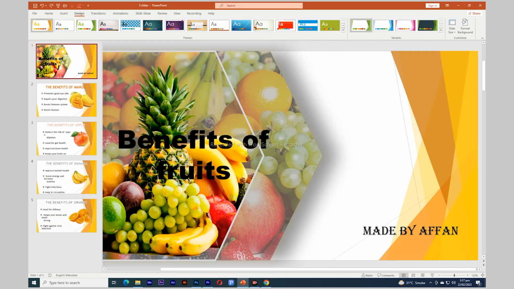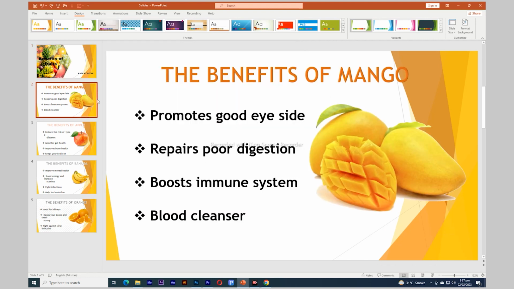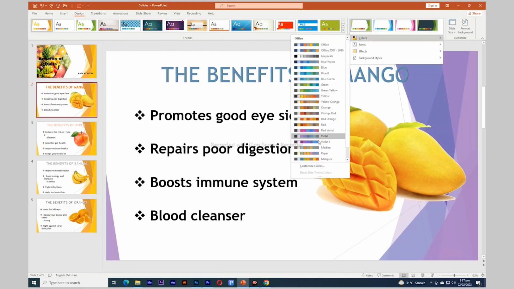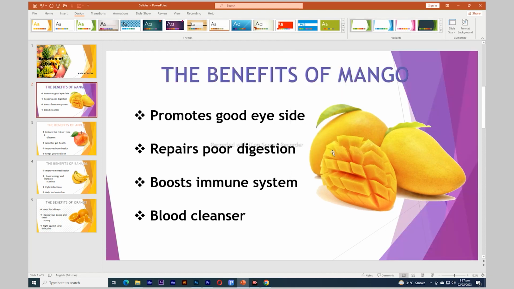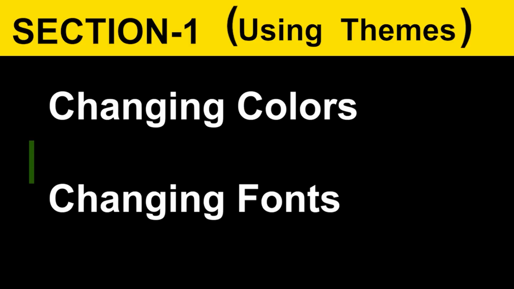If you want to apply a color theme to a selected slide of the presentation, then first select the slide. Then in the variant group, move the cursor to the desired color palette. Then right click and choose Apply to Selected Slide. You will see that the color scheme of only the selected slide has changed, whereas the rest of the slides are unchanged.